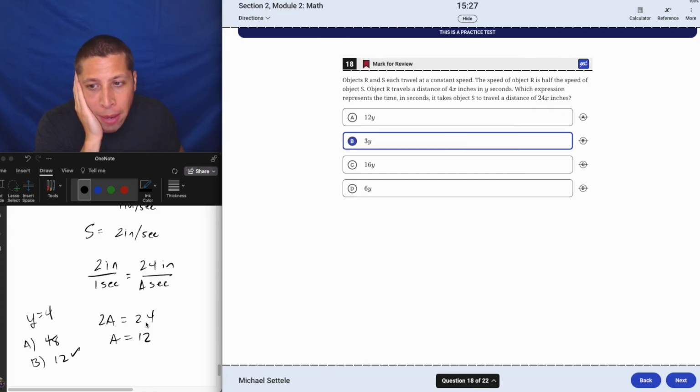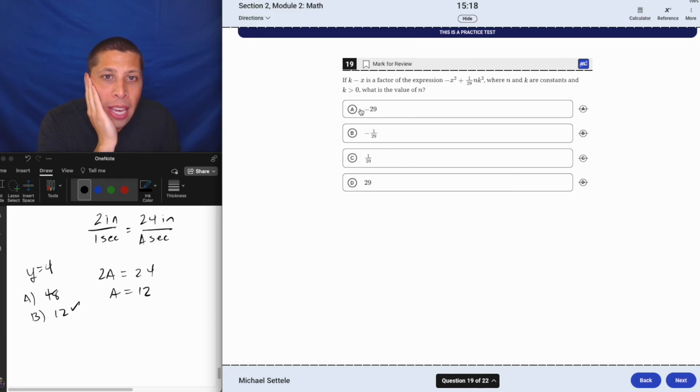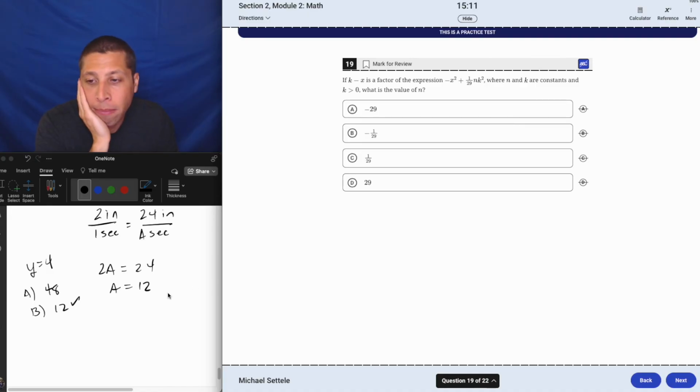There's probably a better way to do that. I like that way. That made me think about it more easily, but still a lot of places to mess up. Let's move on. If k minus x is a factor of this expression where n and k are constants and k is greater than 0, what is the value of n? Okay.